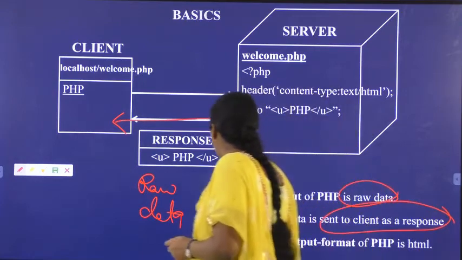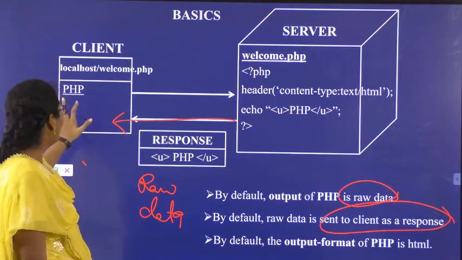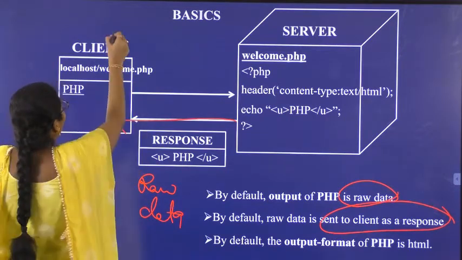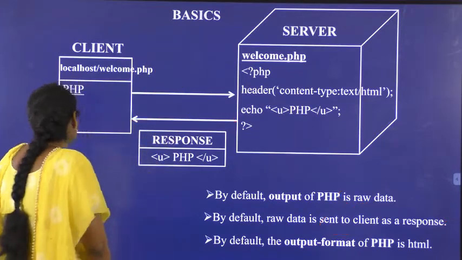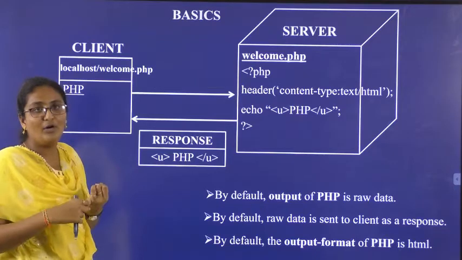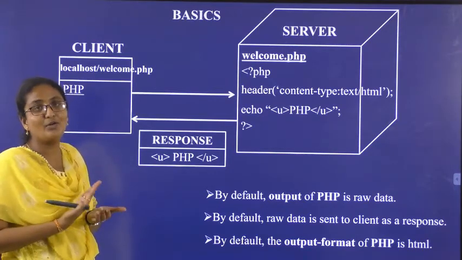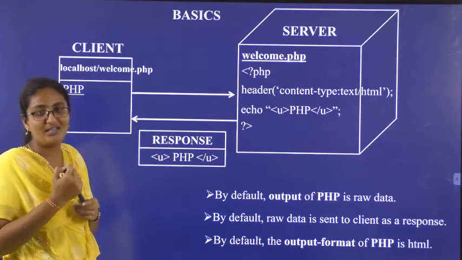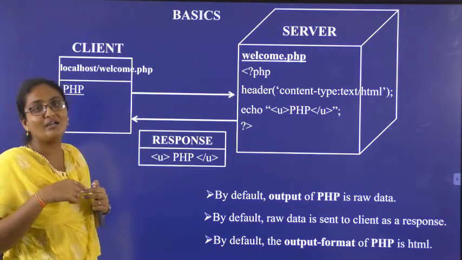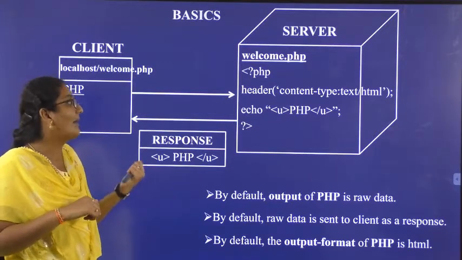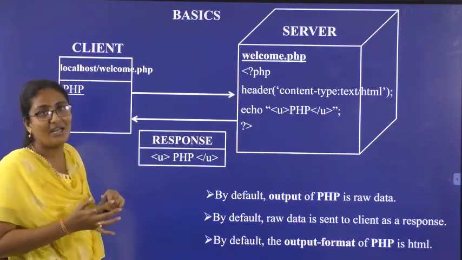What is the second point? This raw data is sent to the client in the form of response. And by default, the output of the PHP will be in the HTML format. So the 3 points you should remember very clearly: from now onwards we are talking separately about client and server. While we are executing HTML and CSS programs, there is no separate client and no separate server. Output and request both are on the same machine. But while we are talking about PHP, we need to talk separately about the server machine and the client machine.